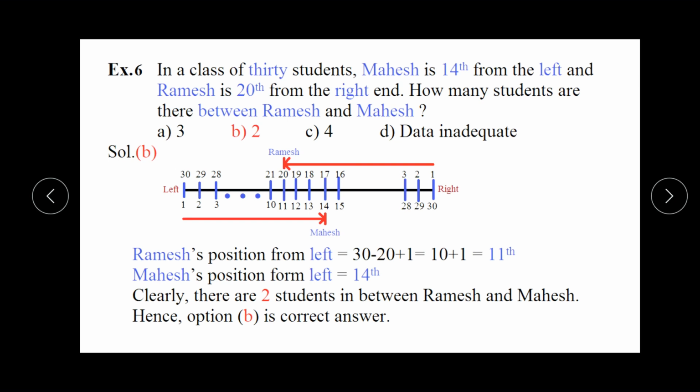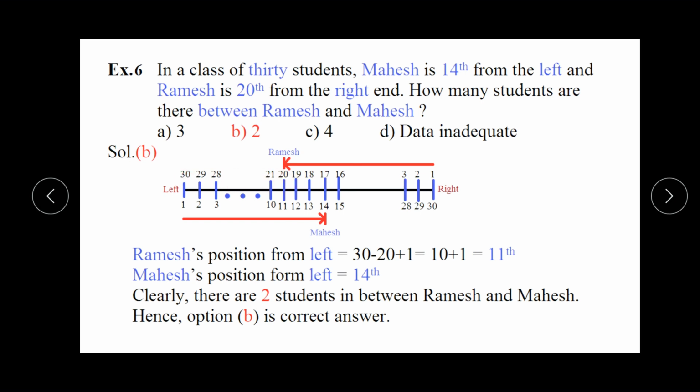But in the exam it is not given. We have to solve that. How can we solve the question? If we have the position of both persons from the same side. It means we have the position of Mahesh from the left side and the position of Ramesh from the right side. If we know the position of Ramesh from the left side, then we can clearly tell how many persons are there between Ramesh and Mahesh. It means we will find the position of Ramesh from the left side. How can we find the position of Ramesh from the left side?